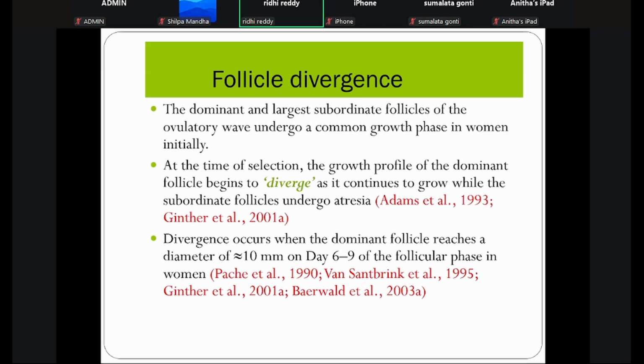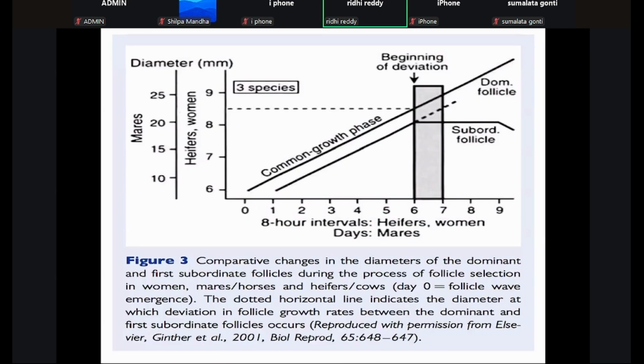So when do we say it is a dominant follicle? Divergence occurs when the dominant follicle reaches a certain diameter. Whenever the follicle attains 10 mm or more, we know that it has already taken dominance. That follicle will be the selected dominant follicle. It happens during day 6 to 9 of the follicular phase in women. This is the common growth phase of the dominant follicle, whereas other follicles will be diverging from this growth phase.